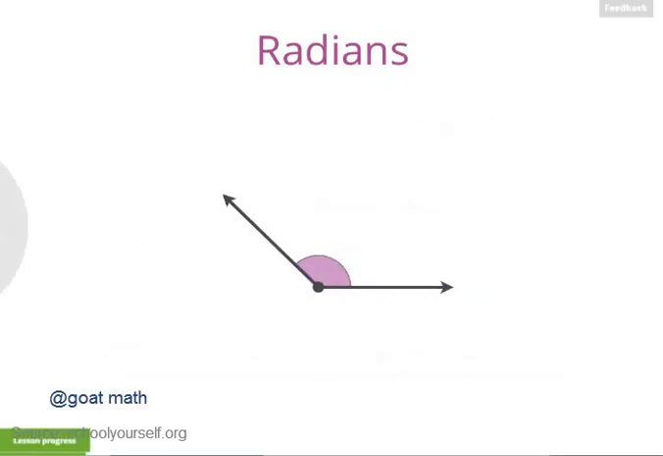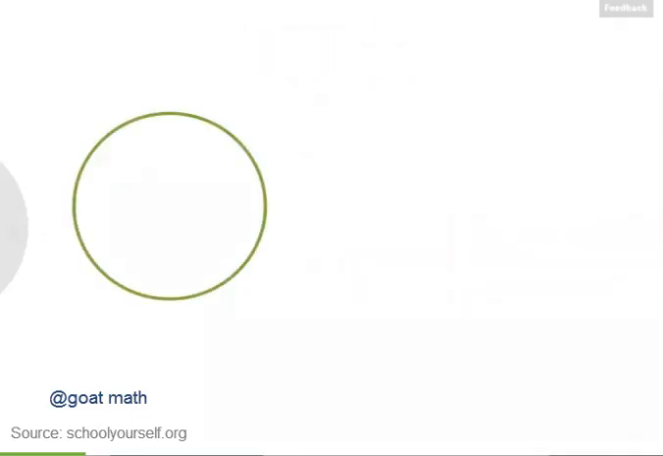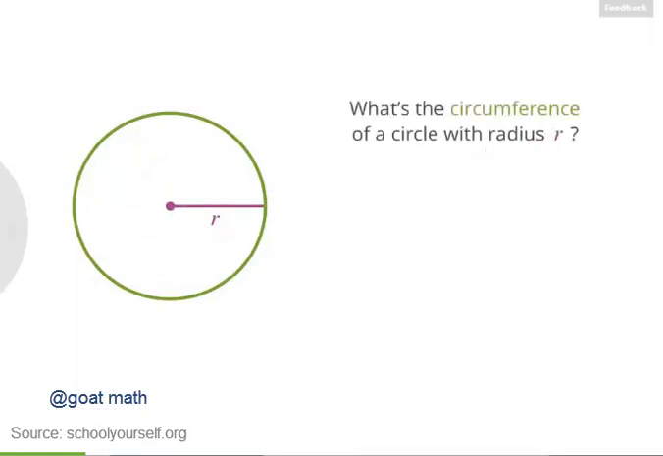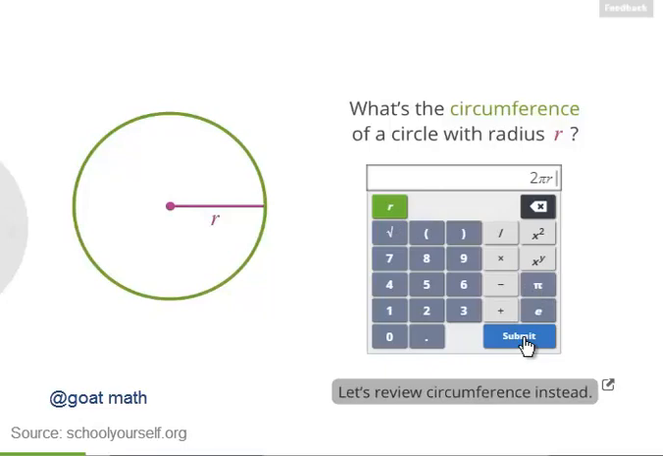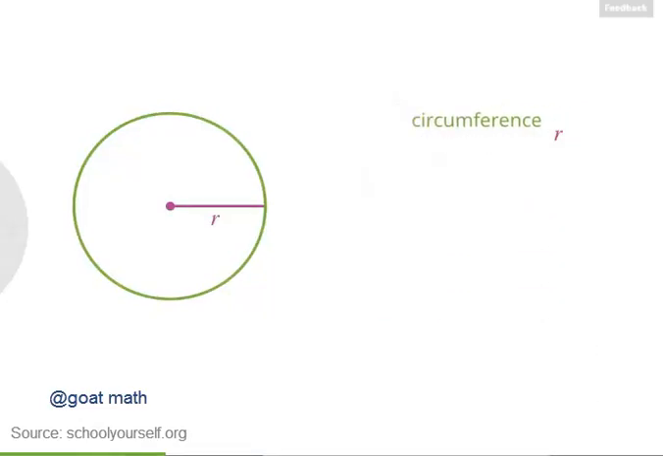Great, so you know about measuring angles in degrees. We'll get to what radians are in just a moment. But first, let's say you have a circle, and let's call the radius of the circle r. What's the circumference of this circle in terms of r? If you're not sure, click down here to review. Right, the circumference of a circle equals 2 times pi times the radius. Let's just hold on to this fact up here.